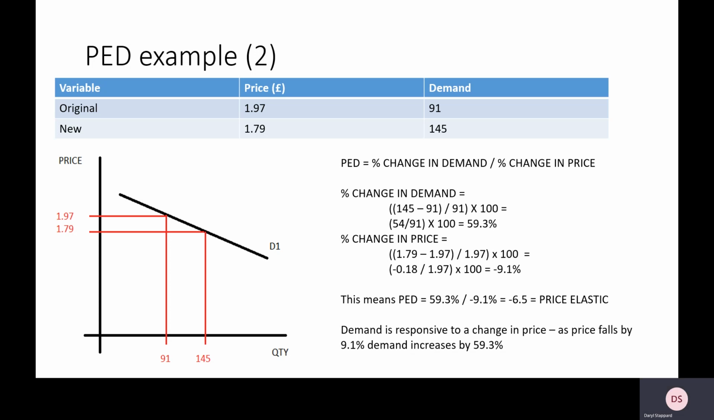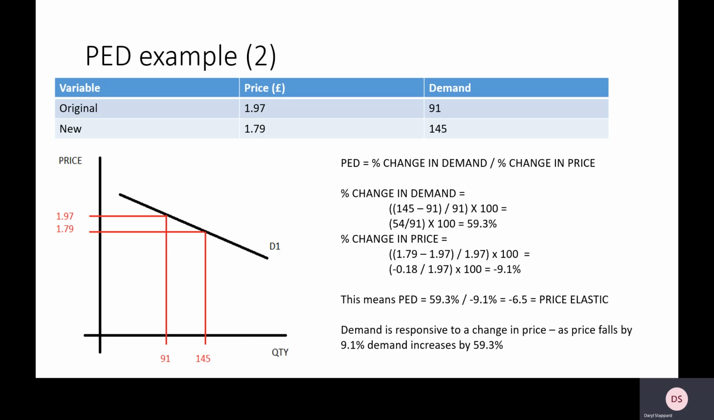What we can do, we can test it. Now, to work out the change in demand, again, I've got to use that formula: new minus original, divided by the original, times 100. So what we know is the new demand is 145. The original demand was 91. If I plug those numbers into the formula, demand has increased by 59.3%. And that is following the change in price of minus 9.1%.